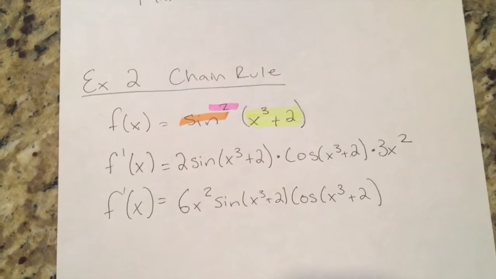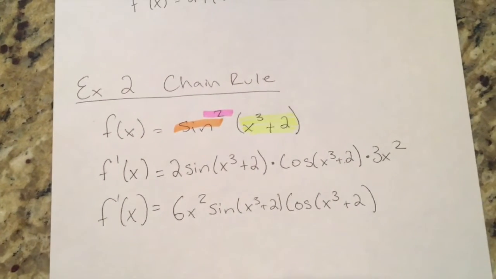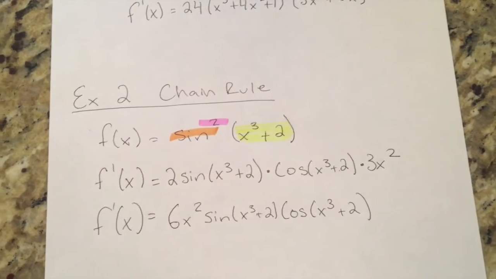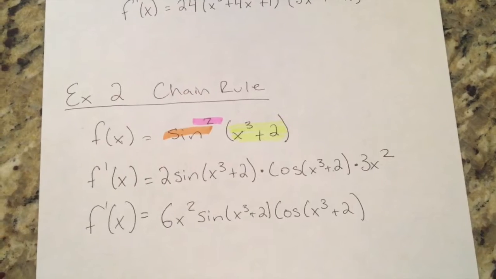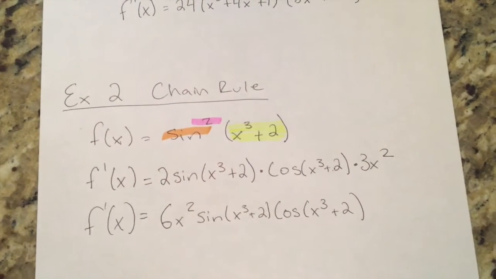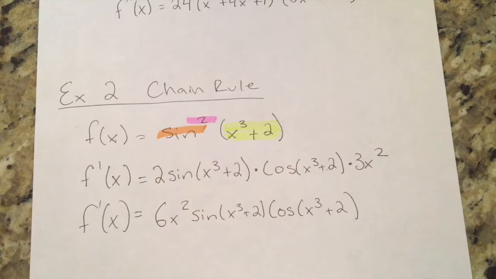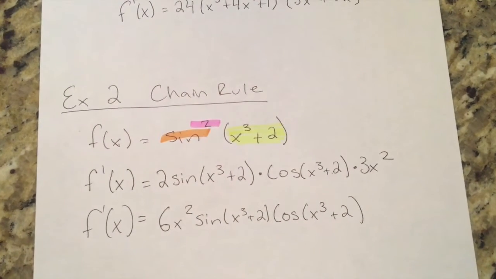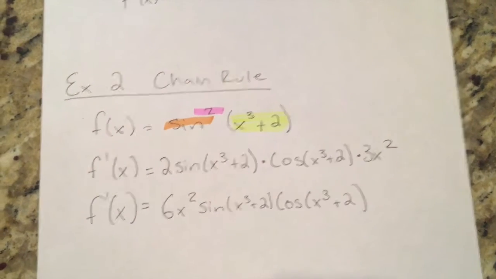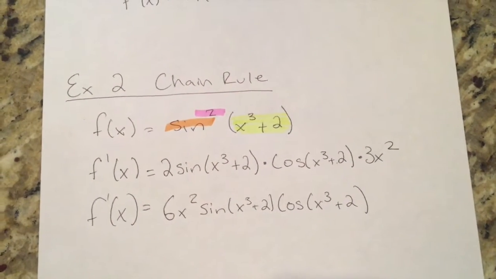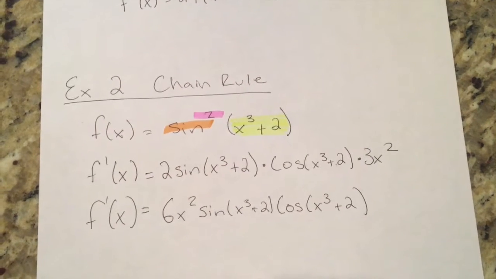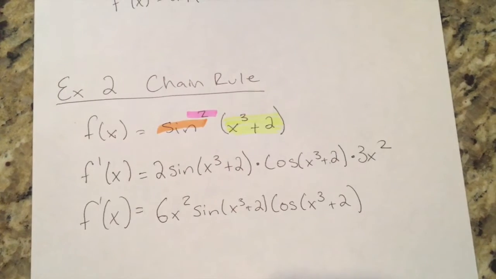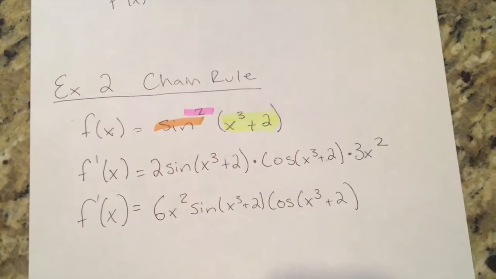So that means the derivative of f of x would be equal to 2 times sine of x cubed plus 2, multiplied by the derivative of the sine function, which is cosine of x cubed plus 2, multiplied by the inside, which is just 3x squared when you do that derivative. So when you simplify it down, the derivative of f of x is 6x squared sine of quantity x cubed plus 2 multiplied by cosine of quantity x cubed plus 2.